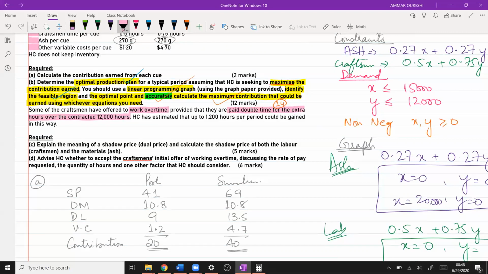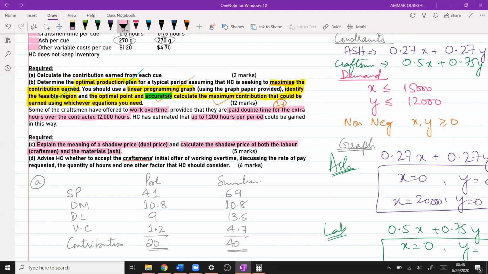Etsy has estimated that up to 1,200 hours per period could be gained in this way. Now, what you are supposed to do is explain the meaning of shadow price, right? This is the first thing which you have to do, and calculate the shadow price of both labor, craftsmen, and the material ash. So first you have to explain what is the meaning of shadow price.